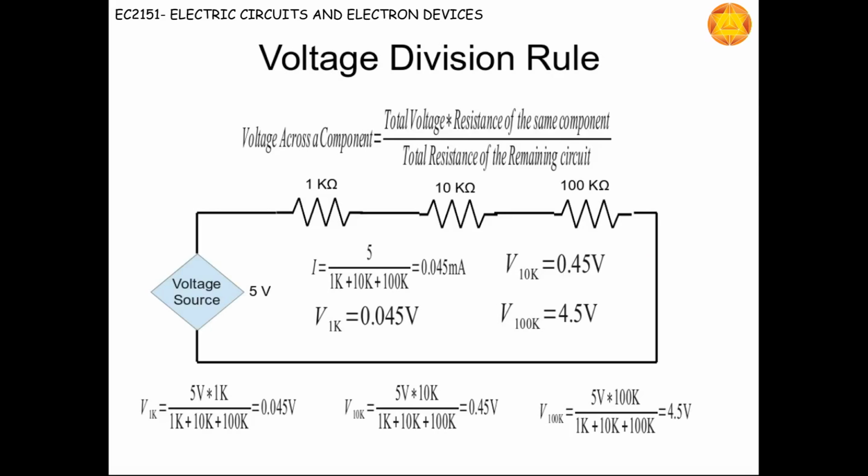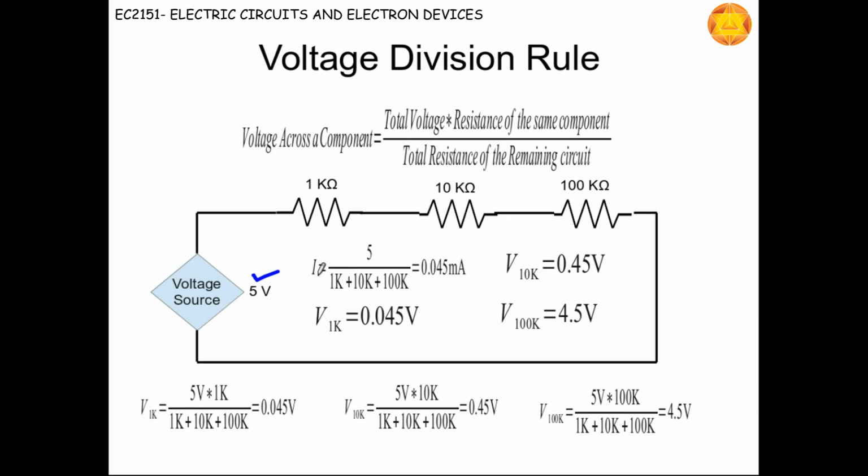Voltage division rule. The voltage division rule is used to calculate the voltage across a component. The voltage across a component is equal to the total voltage multiplied by the resistance of the component divided by the total resistance of the remaining circuit, right? So in this example we have considered a voltage source giving a 5 volt supply, and we have again a 1 kilo ohm, 10 kilo ohm and 100 kilo ohm, right? So we are just going to prove the theorem works out.